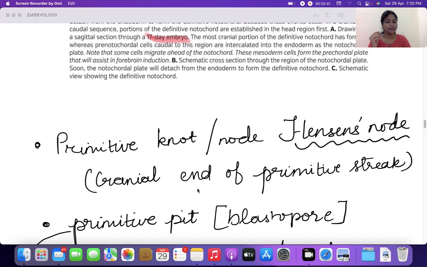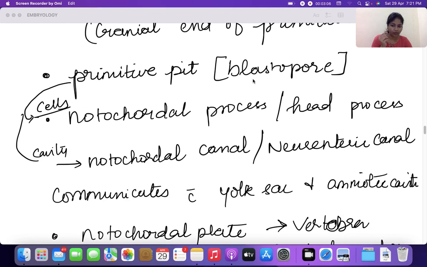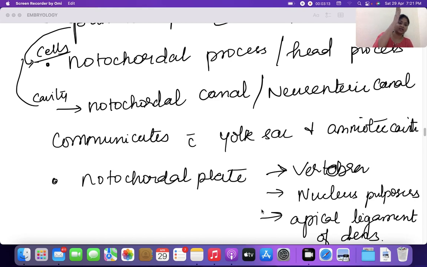As you can see, the primitive node, otherwise called Hensen's node, is the cranial end of the primitive streak. It has a large number of cells. And this knot will have a pit called the primitive pit, otherwise called the blastopore. The cells will become the notochordal process and the cavity inside this pit will become the notochordal canal. With this blastopore, this cavity communicates with the yolk sac and the amniotic cavity. This notochordal plate will give rise to the vertebra, nucleus pulposus and the apical ligament of the dens.